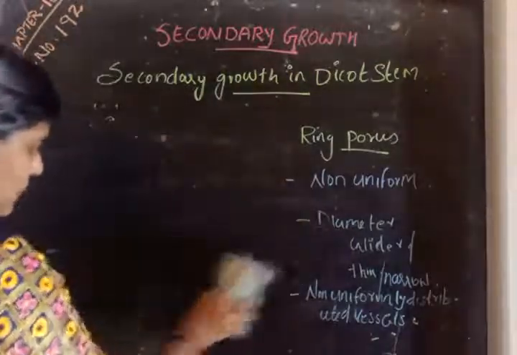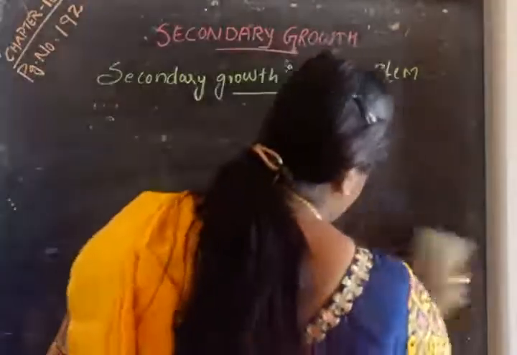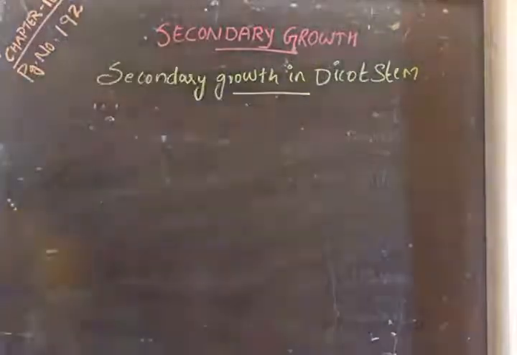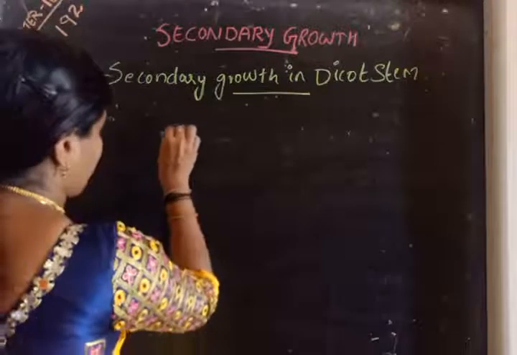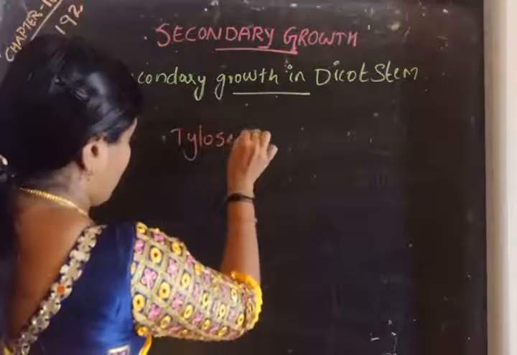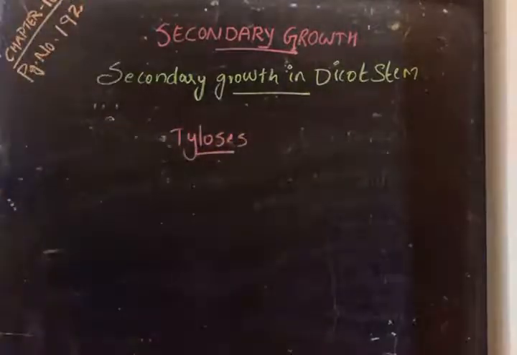Now we can discuss tyloses. What are tyloses? In the previous class I already spoke about tyloses, but again I am going to explain. In many dicot plants, the lumen of the xylem vessel is blocked by many balloon-like ingrowths from the neighboring parenchyma cells. These balloon-like ingrowths are called tyloses.